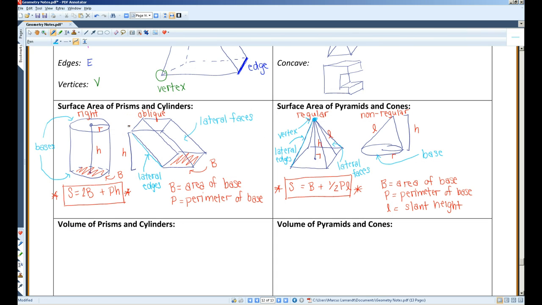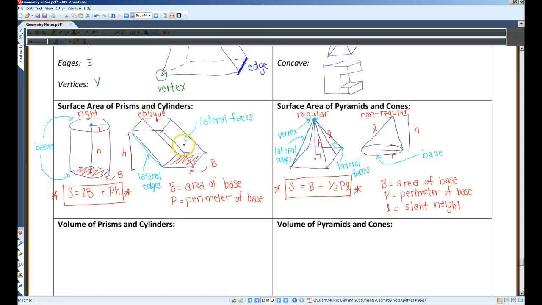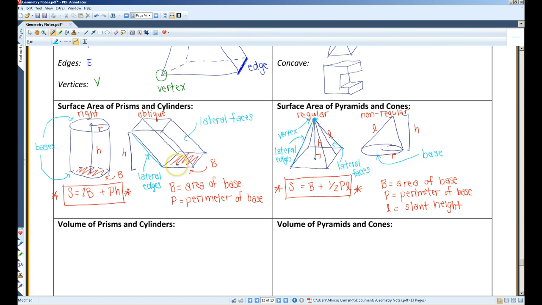A prism is a polyhedron with two congruent faces, called bases. Okay? The bases lie in parallel planes, and the other faces, called lateral faces, are parallelograms formed by connecting the corresponding vertices of the bases. The segments connecting these vertices are lateral edges. Prisms are classified by the shapes of their bases. So this one would be a rectangular prism. If I had a triangle for a base, it would be a triangular prism.